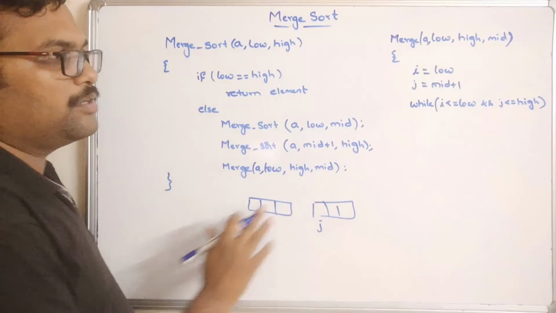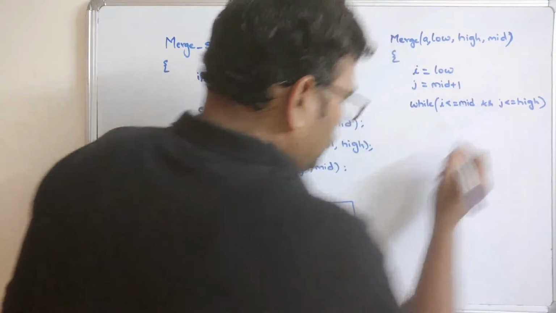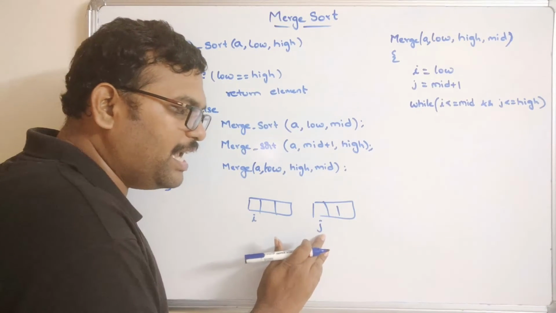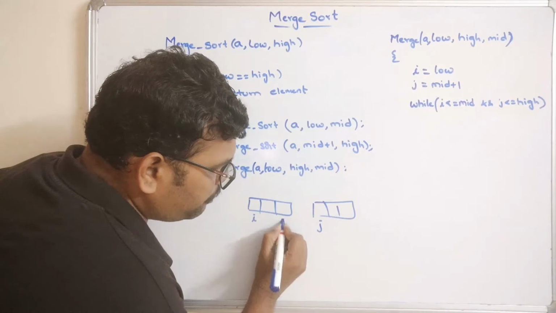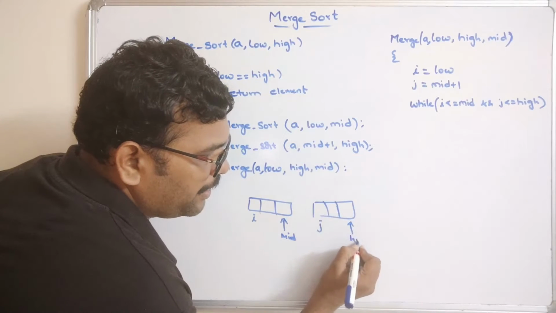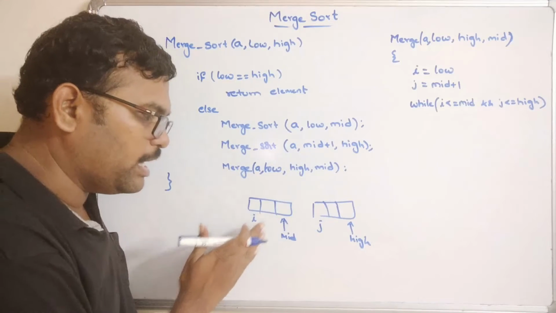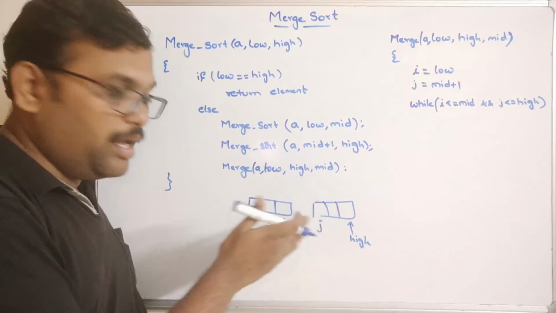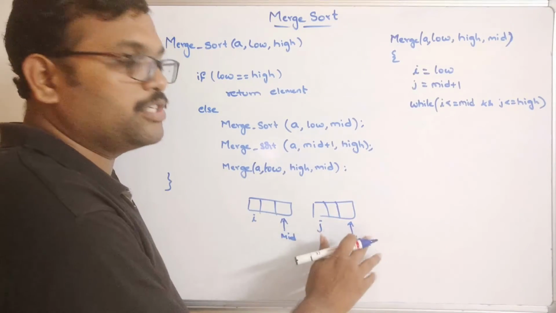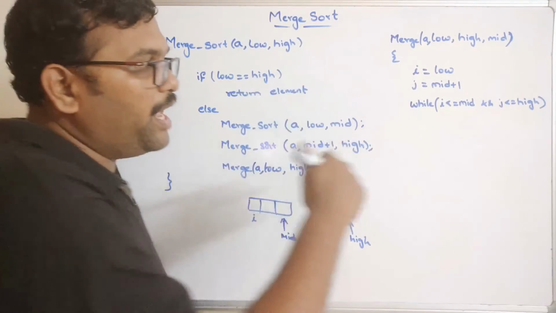So here it is not low, it is mid, because i runs until it reaches mid, and j runs until it reaches high, because this position is mid and this position is high. So we keep on comparing each and every element and incrementing the i value and j value, and this process should be repeated while i is less than or equal to mid and j is less than or equal to high.